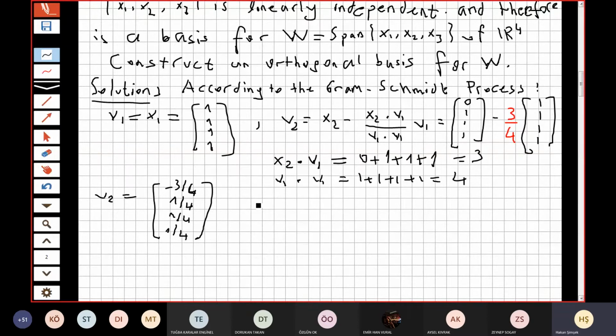And to make the calculation easier, we can take any multiple of this vector. Since we have fractional numbers here, like 3 over 4, 1 over 4, 1 over 4, to facilitate the calculation, we can take 4 times V2 to get rid of the fractional numbers. So we can take V2 prime as minus 3, 1, 1, 1. This is easier than the previous one. We don't have any fractional numbers, as you can see. We have integers for the components. Therefore, we take this to get an easy calculation for the next vector.